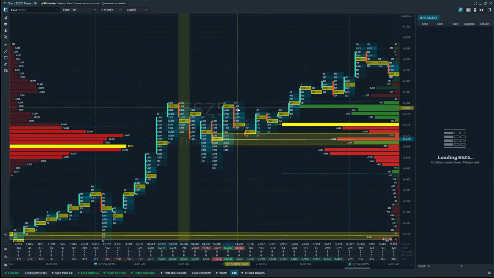So he was saying we want to see at least a 30-minute candle that fully opens and closes above or below. In this case, we have a 1-hour candle that fully opens above and below.